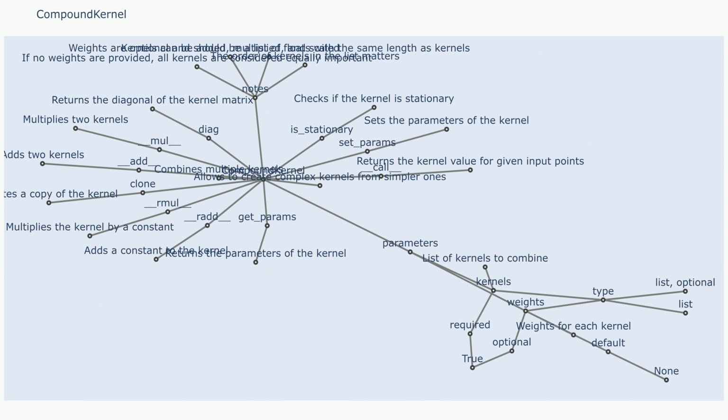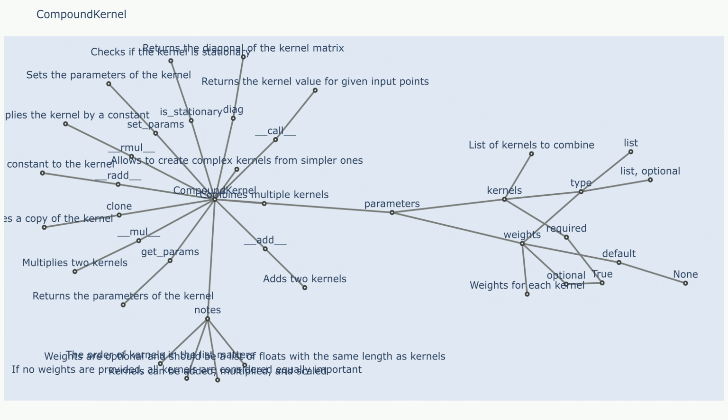Create a Gaussian process regression model. gpr = GaussianProcessRegressor(kernel=compound_kernel). Train the model on your data. gpr.fit(X, y). Make predictions. predictions = gpr.predict(X_test).